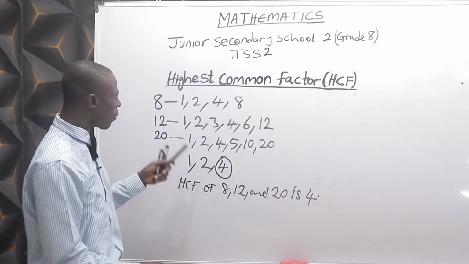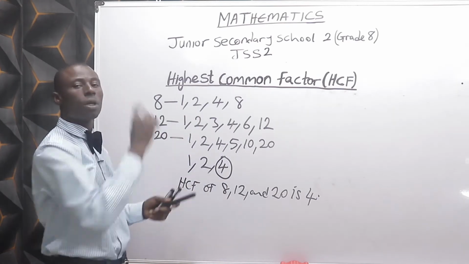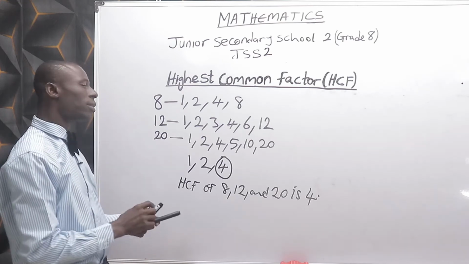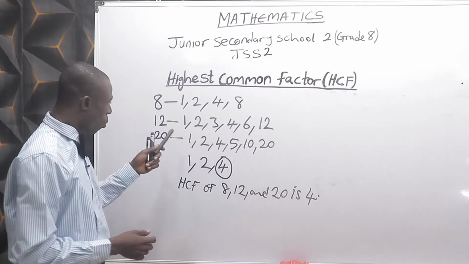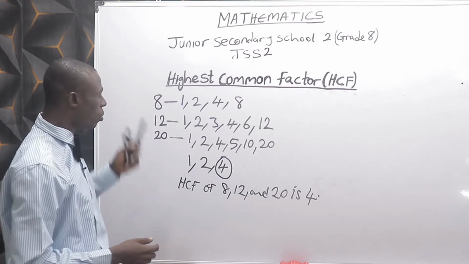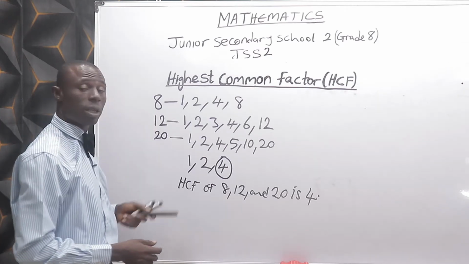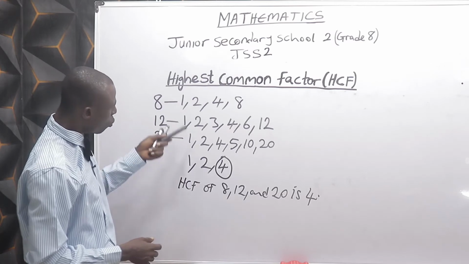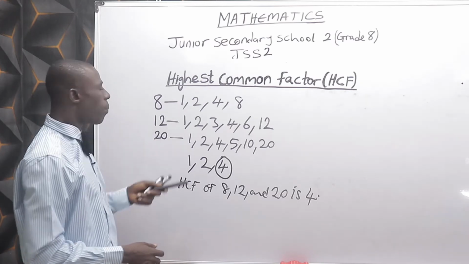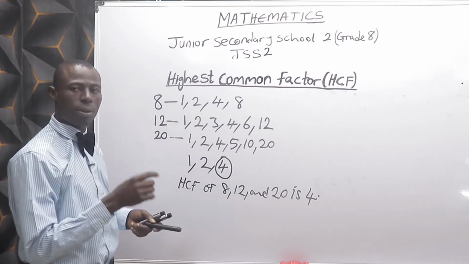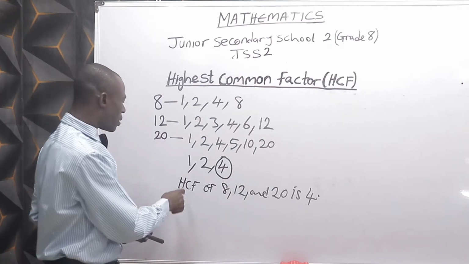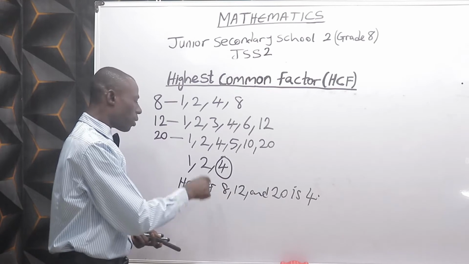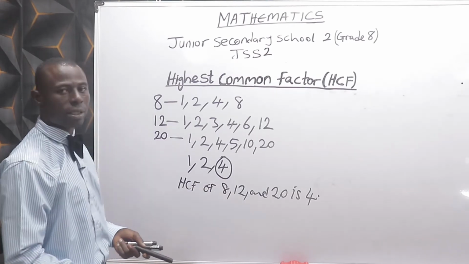So 4 is the factor that is common to the three of them, and that is the highest. 2 is common to the three of them. 1, as a universal factor, is common to the three of them, but that one is a universal factor. But 4 is the highest one that is common to the three of them. That is why it is the highest common factor of 8, 12, and 20.